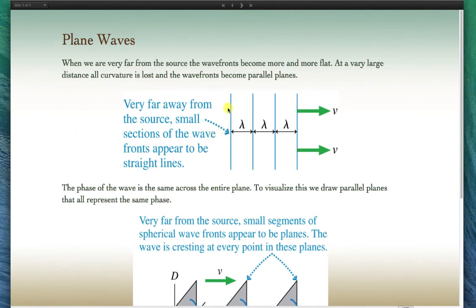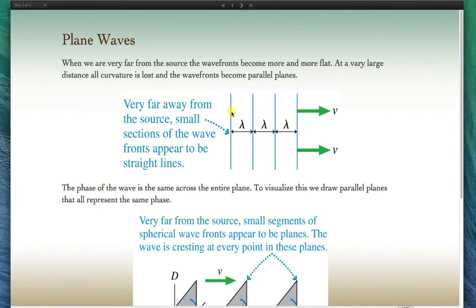It's hard to really tell that these are spherical waves because the spheres are so big that the adjacent spheres are pretty much parallel to one another. In reality, they're not. They're still big spheres. They're just so big that we can ignore the curvature and just think about these as flat wave fronts. So we call these things plane waves. The word plane doesn't mean like airplane, it just means flat. So these are waves that are flat.